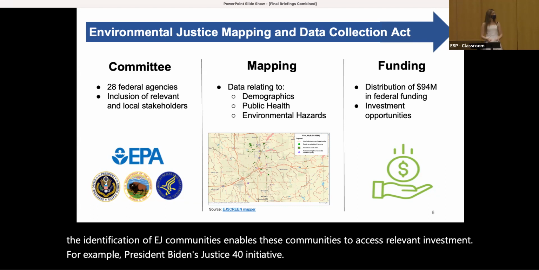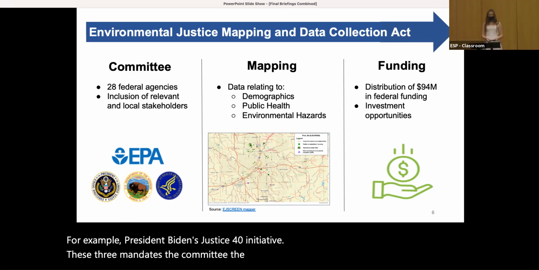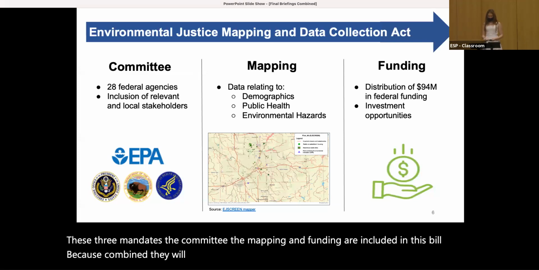These three mandates, the committee, the mapping, and the funding, are included in this bill because combined, they will develop a data repository that will be accessible to all relevant stakeholders at all levels.